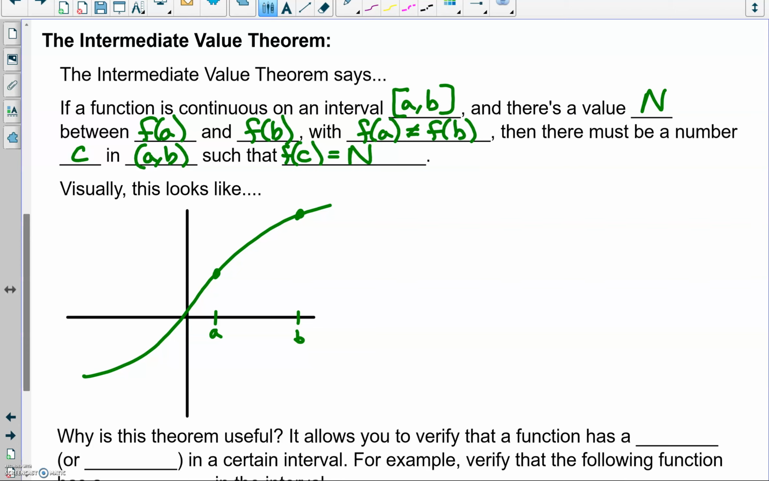Part 2 of the introduction to continuity. Pick up on that cliffhanger, look at the visual representation of this intermediate value theorem. So basically, let's get a little function drawn in here.